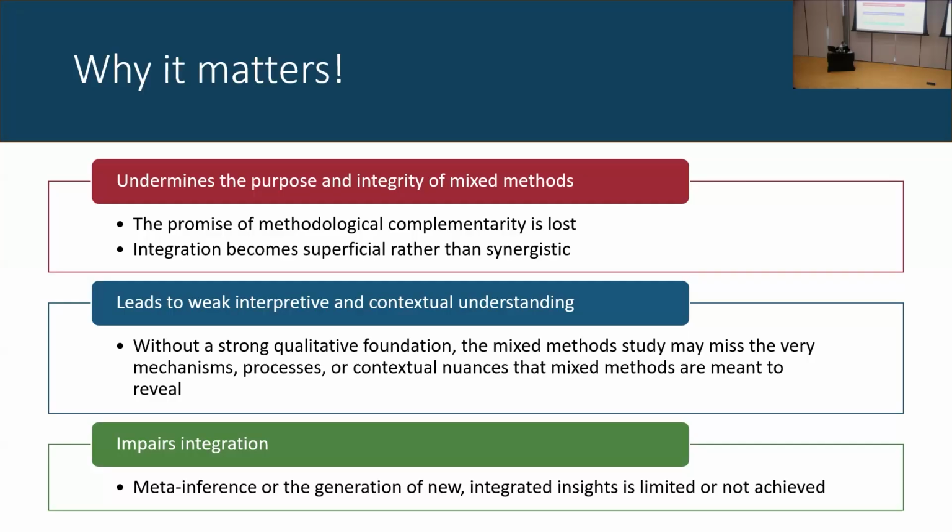And effective integration depends on both strands, or in a multi-phase, all the strands being very robust. So weak qualitative findings or methods make it difficult to integrate findings meaningfully. There's just not enough analytic depth or information or conceptual clarity to connect with the quantitative results. And this integration step might start to be superficial or forced. And the consequence of this challenge is that the hallmark of mixed methods, this integration or this meta inference, or the generation of new insights, is really not achieved.